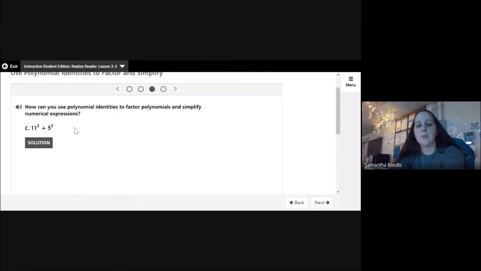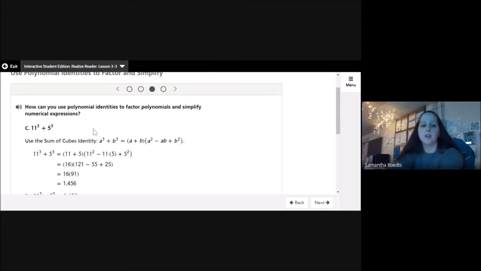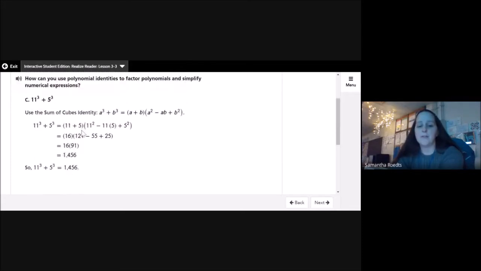How can you use polynomial identities to factor polynomials and simplify numerical expressions? So I have 11 cubed plus 5 cubed. So this is the sum of cubes. I have a cubed plus b cubed, which is a plus b times a squared minus ab plus b squared. A is 11, b is 5. So I have 11 plus 5 times 11 squared minus 11 times 5 plus 5 squared.